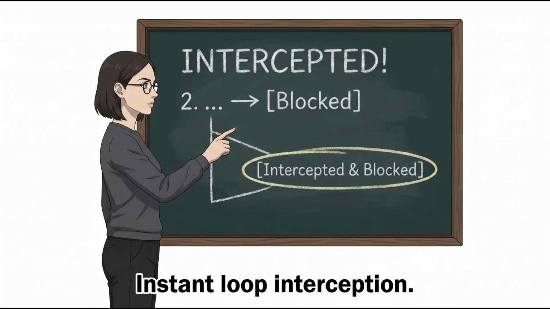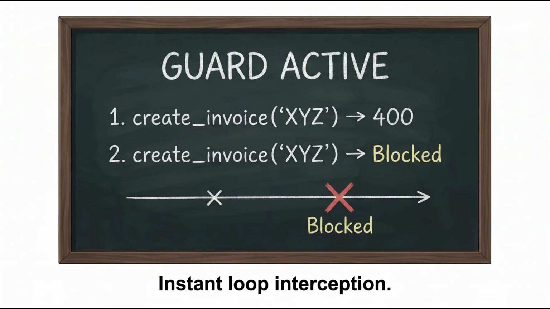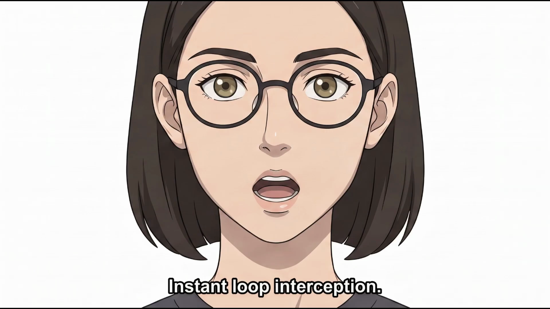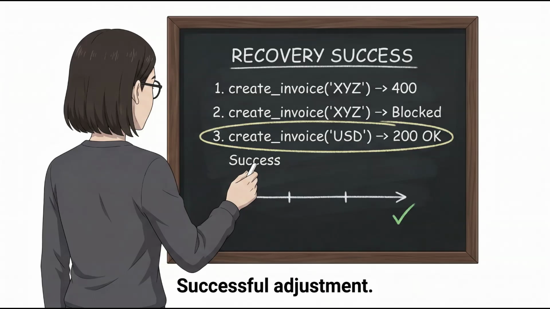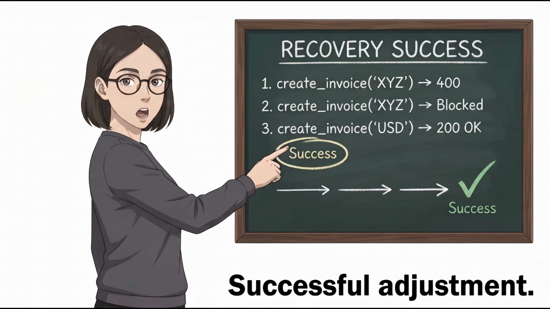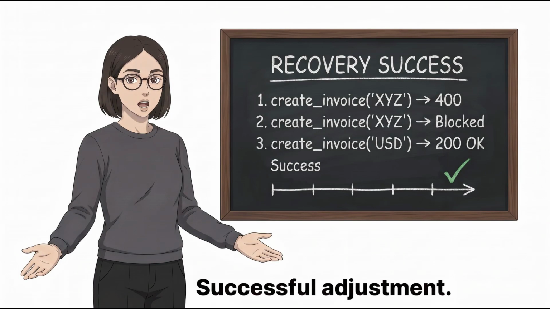Rerunning the identical invoicing task with our guard active shows the orchestrator catching the very first duplicate attempt instantly, blocking the network call before it can ever happen. The model processes this explicit duplicate block warning. It dynamically corrects the invalid currency parameter to USD, and the task finishes successfully on the next step.